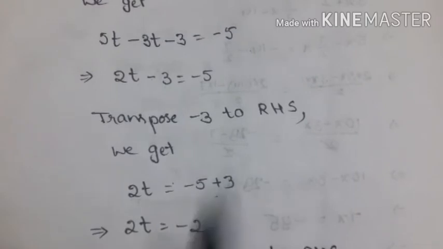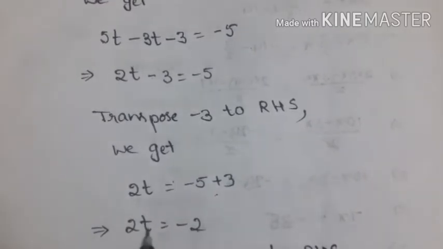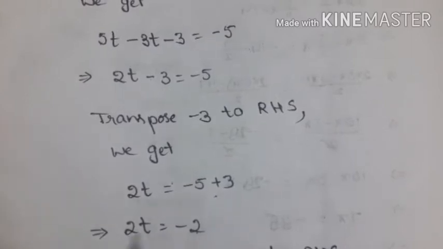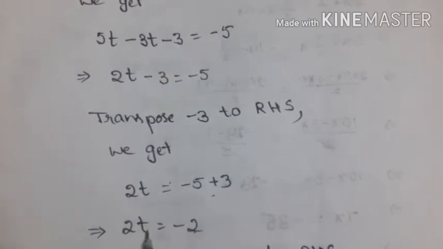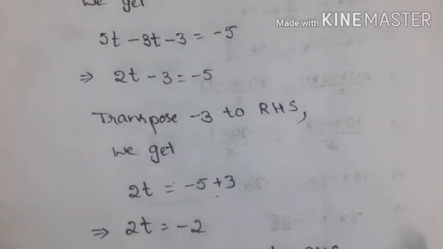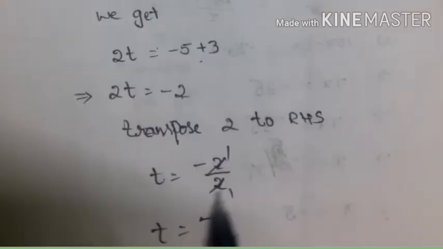Clear? So then 2t is equal to minus 5 plus 3, which is equal to minus 2. Yes or no? Next, we want to find only t alone. So that means transpose 2 to RHS, that becomes division. Why? Because 2 is multiplied with the unknown value, that is the variable. So minus 2 by 2, 2 ones are 2, that is equal to minus 1. t is equal to minus 1.